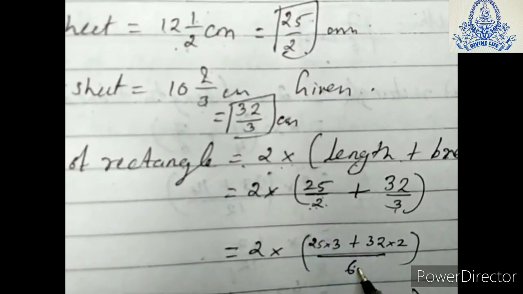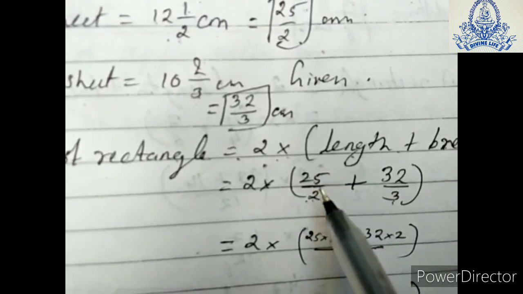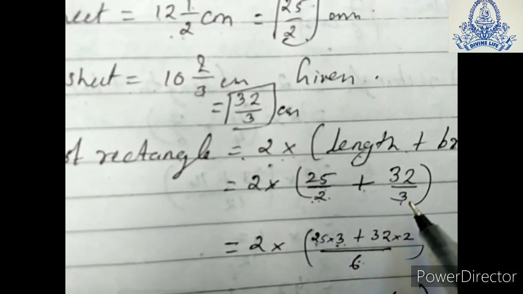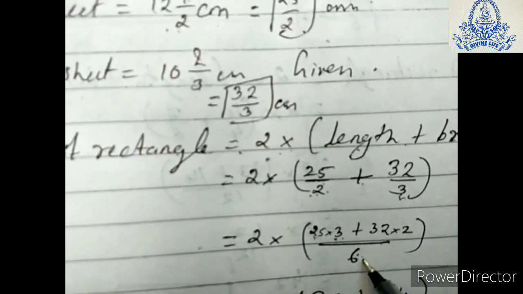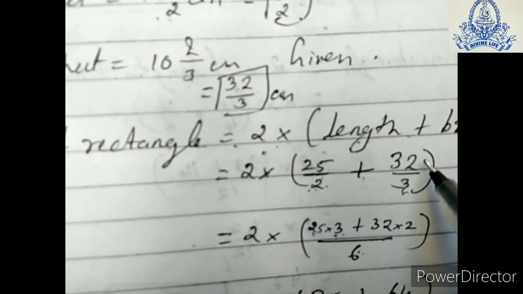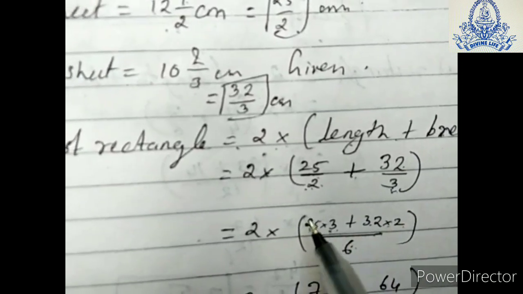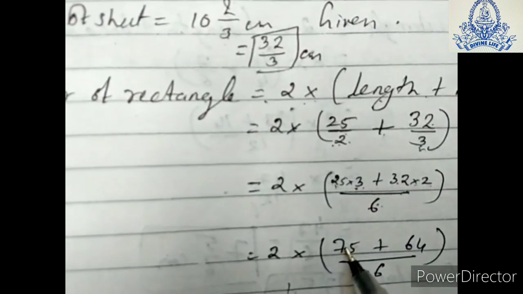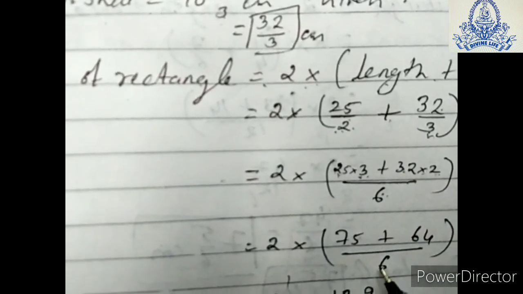So in 2's table, 6 comes at 2 threes, so we will multiply by 25, that is the numerator, 25 multiplied by 3, plus in 3's table, 2 threes are 6, we are getting 2. That same 2 will be multiplied by numerator 32, that is 32 multiplied by 2. After solving this, 25 multiplied by 3 we get 75, 32 multiplied by 2 that is 64, upon 6.